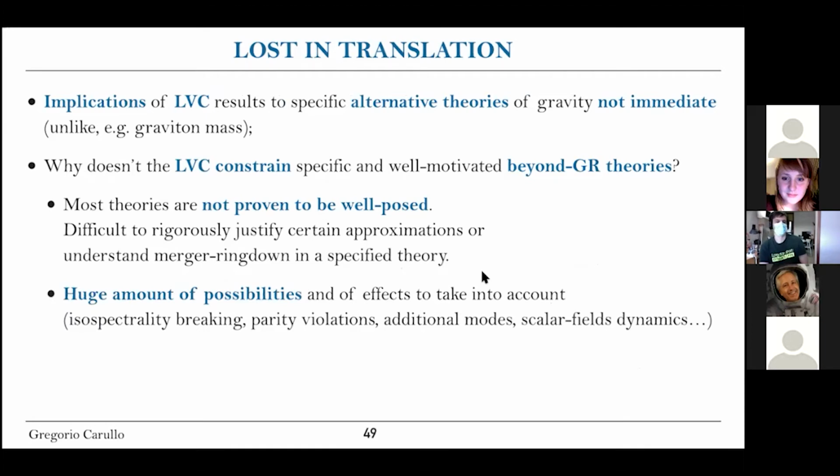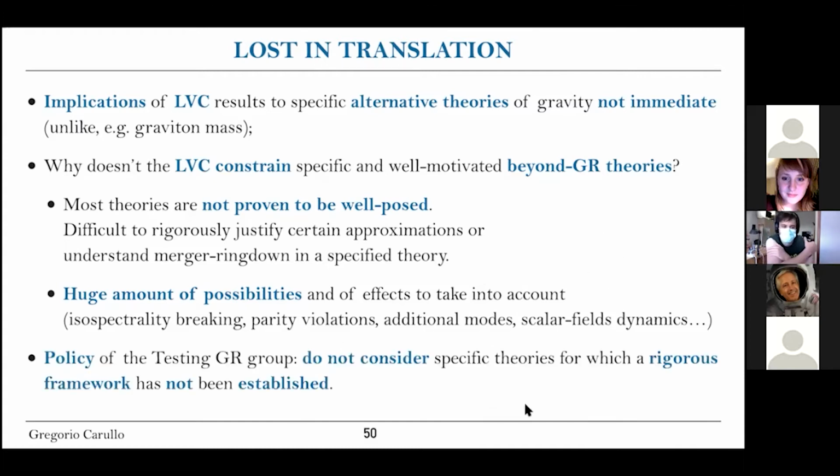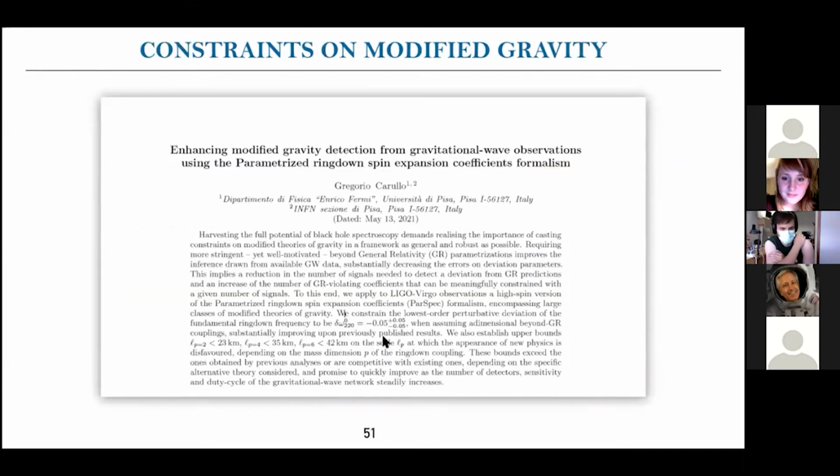And it's also once you step out the comfortable shoes of GR, there is a huge amount of possibilities and of effects that you have to take into account, like isospectrality breaking, parity violations, additional modes, etc., etc. So the policy of the testing GR group has been to not consider specific theories for which a rigorous framework has not been established. But still, we are interested in doing so.